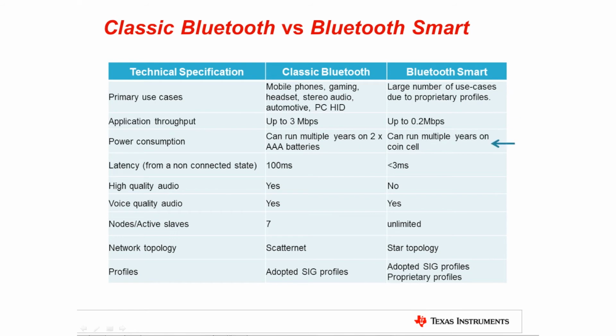Bluetooth Smart scores well on improved overall power consumption by lowering peak currents. Connection latency is quite low, and Bluetooth Smart has the ability to drop connections during longer inactive states. Bluetooth Smart also improves range due to its narrower bandwidth specification and overcomes the traditional network limitation of 7 connections as found in classic Bluetooth.